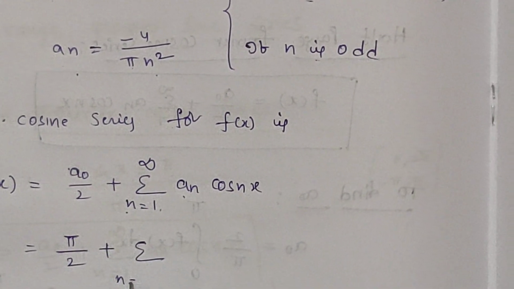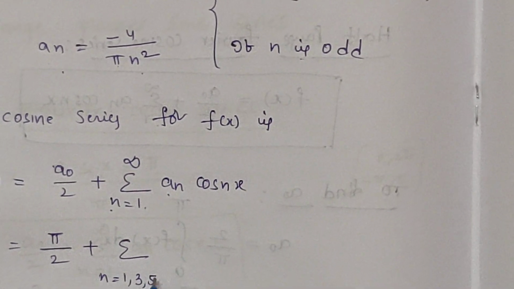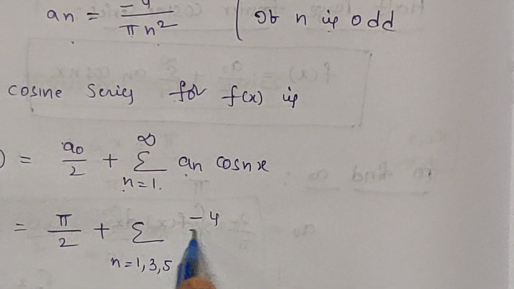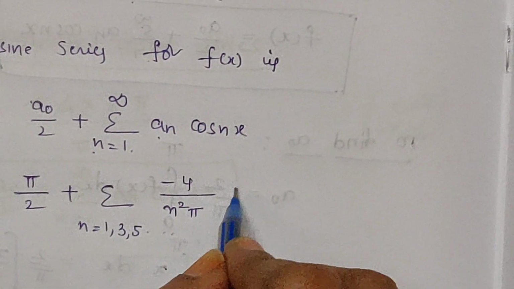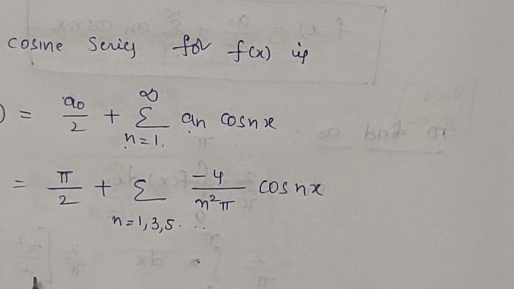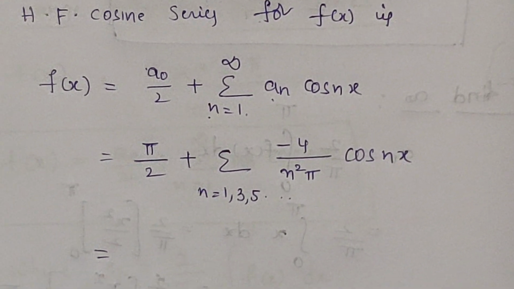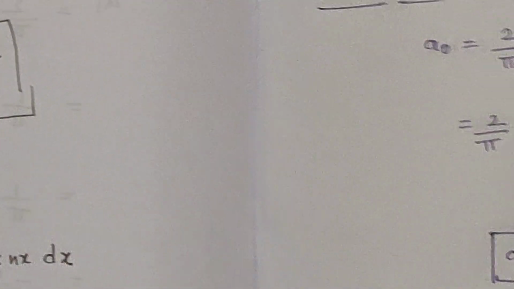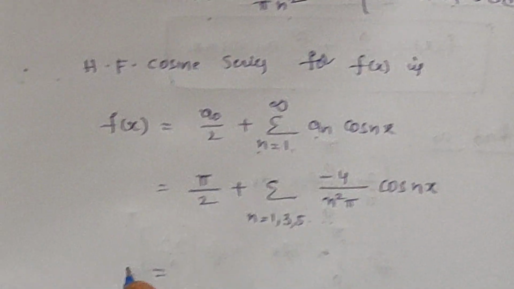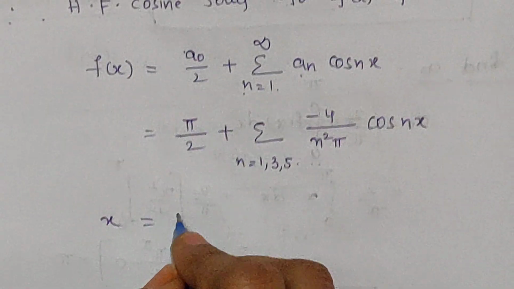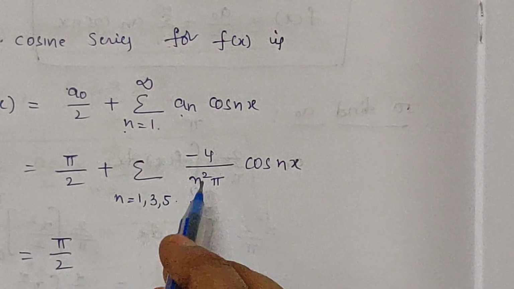So n equal to 1, 3, 5 like that, you will get minus 4 by n square pi, n square into pi cos nx. Here f of x, the given function, is f of x equivalent to x. Therefore x equal to pi by 2.